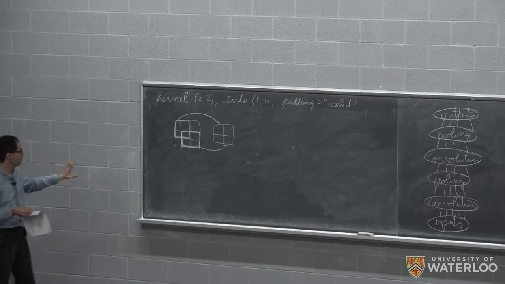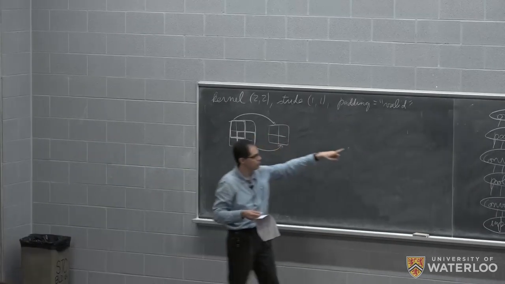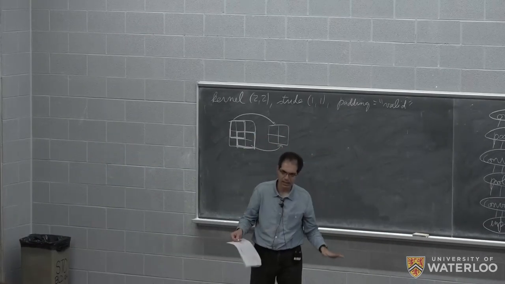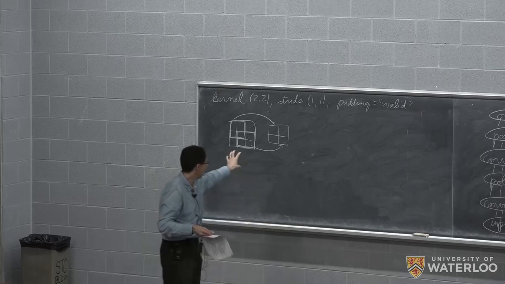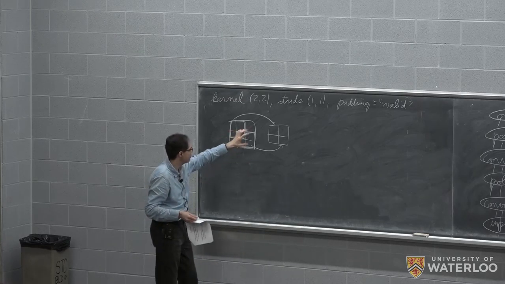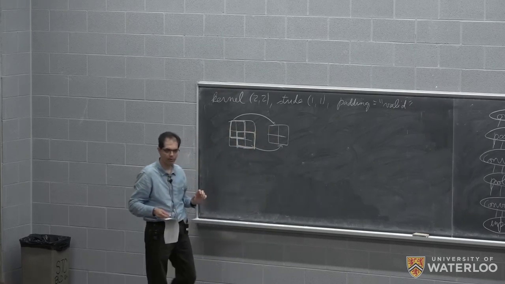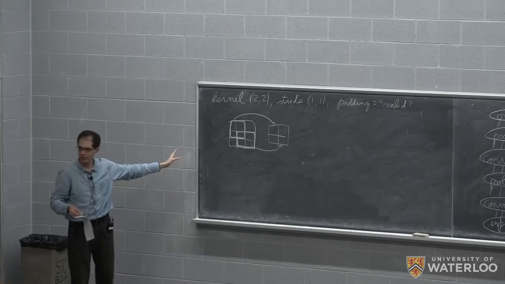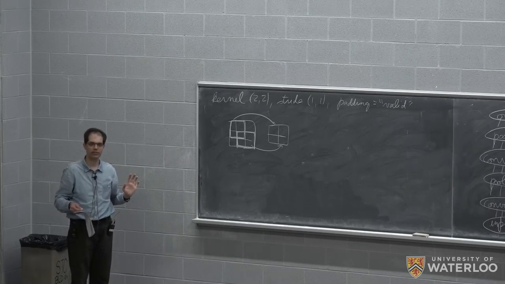Okay, and then here with padding equal to valid, it means that I'm not doing any padding, and the output will necessarily have a smaller size than the input. Any questions regarding this?